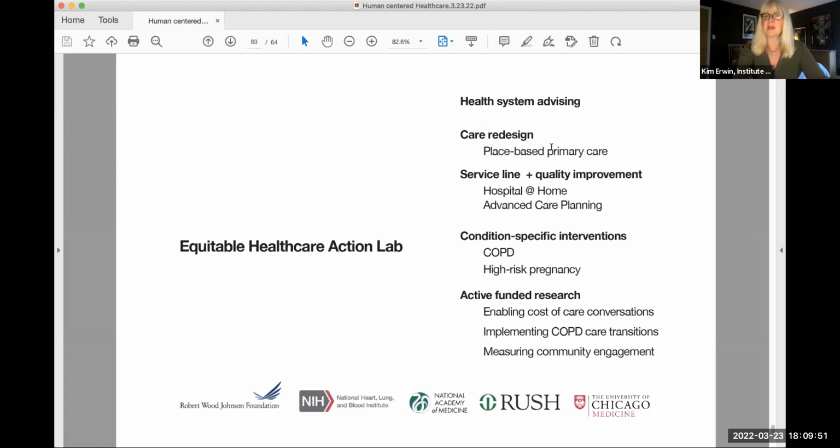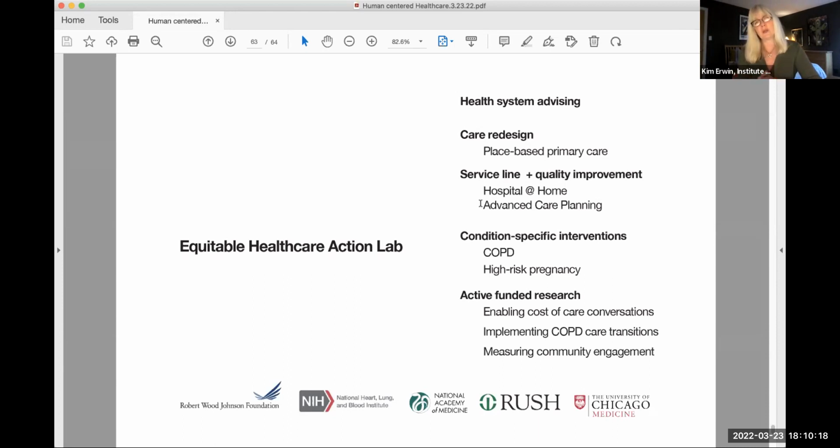We're doing care redesign. So place-based primary care is a project with Rush University that we're working on, how to create primary care that people want and will use. University of Chicago, we are working with them on their hospital at home launch. This is the idea of hospitals are, as I mentioned, kind of dangerous places. If you don't need to be there, but you need a certain level of care, you can technically get that at home through a hospital at home program. So we're helping them stand up their program.